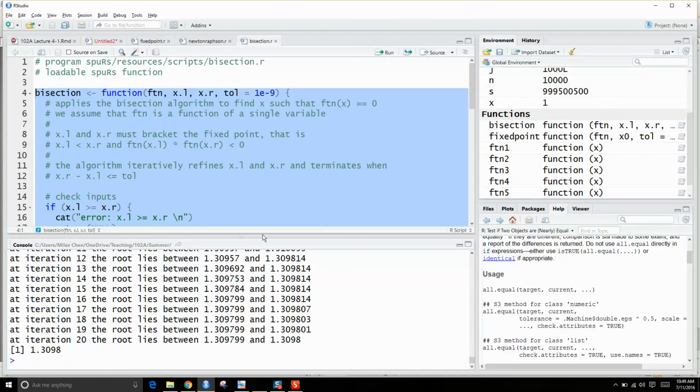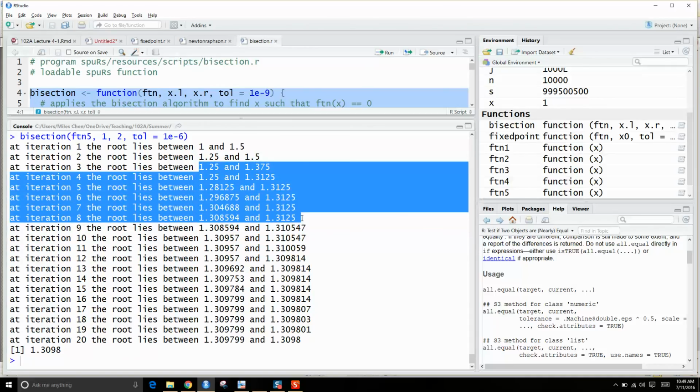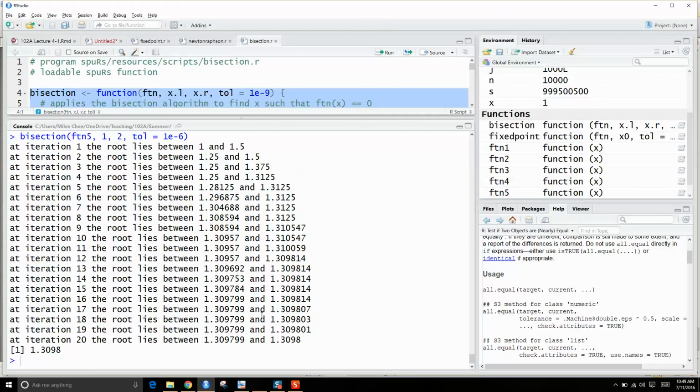Okay, so it took us 20 iterations. We started off at 1 and 2, so the midpoint was 1.5, and we said the root is between 1 and 1.5. Then we calculate the midpoint there, and we got 1.25 and 1.5, and we said it has to be between there and there. We keep going back and forth, and each time we're getting halfway and closer and closer, and we finally say it's converged right here. And that's our solution there.